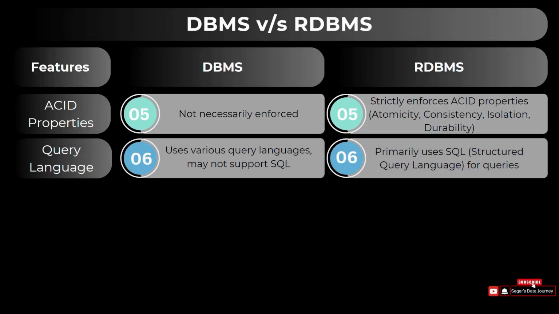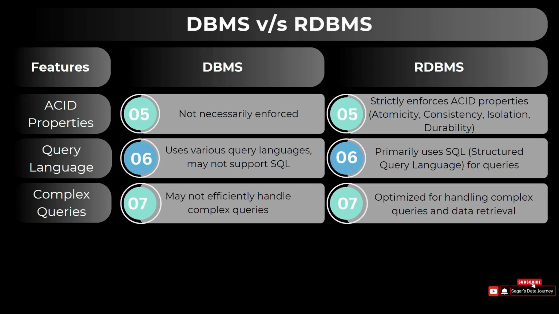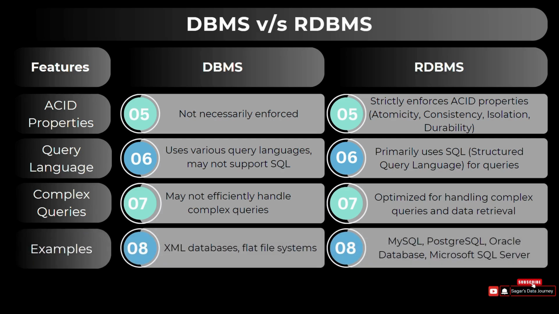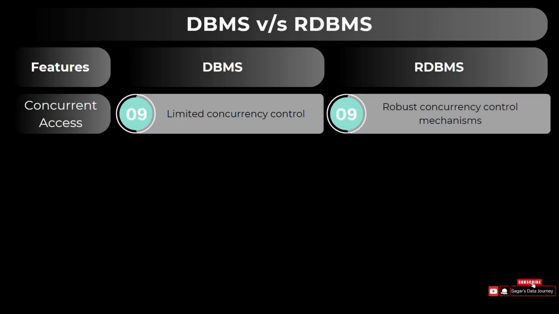DBMS can use various query languages but not SQL. RDBMS, however, primarily uses SQL for querying the data. Handling complex queries efficiently is another area where RDBMS shines compared to the DBMS. Examples of DBMS include XML databases and flat file systems, while examples of RDBMS are MySQL, PostgreSQL, Oracle Database and Microsoft SQL Server. RDBMS enforces data integrity using constraints and offers a robust concurrency control mechanism, unlike DBMS, which relies more on the application layer.